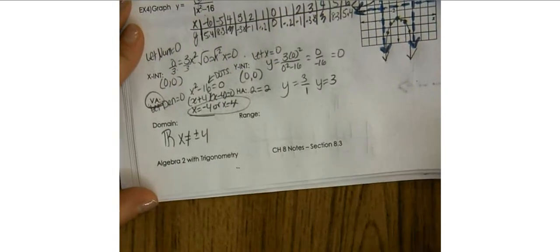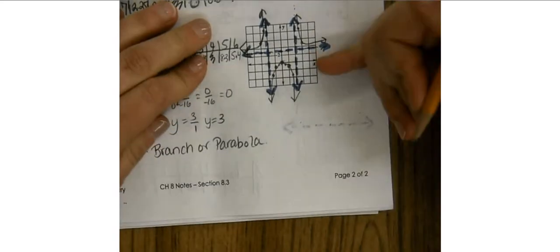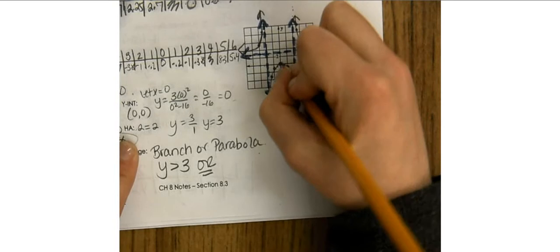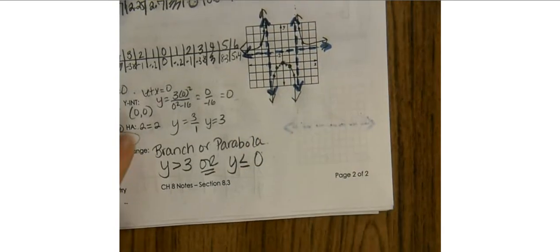My range just depends on if you're part of the branch or if you're part of the parabola. So we're going to have two parts, branches and parabola. If you're part of the branch, you're located above the horizontal asymptote. Our horizontal asymptote is located at 3, so y needs to be greater than 3. Or you're part of the parabola, and our parabola reaches a local maximum, and that maximum value is located at 0. So y needs to be less than or equal to 0 because we actually touch it.